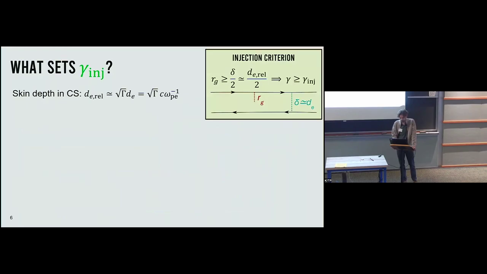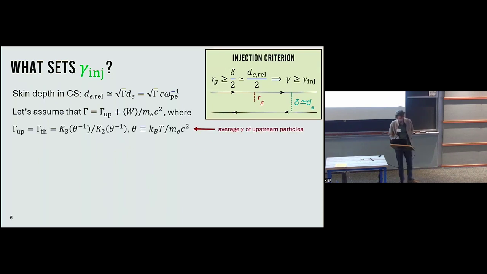So how does this translate to an injection energy? We must remember that the layer thickness is determined by the skin depth in the layer, which in general may be quite different from the upstream skin depth. So we must account for the increased plasma temperature in that layer. In other words, we have to model this factor of gamma, which is the average Lorentz factor of particles in the layer. Let's assume it takes the following form, where gamma up is the average Lorentz factor of upstream particles. If the upstream particle distribution is thermal, then that is approximately the average energy of a Maxwell-Jüttner distribution of temperature theta.